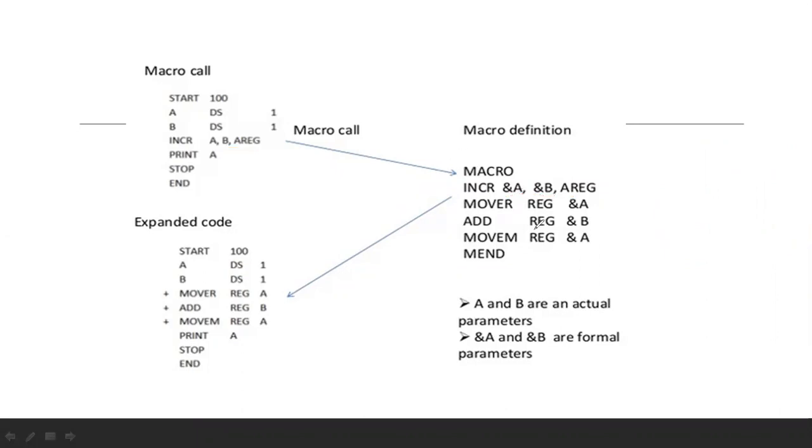After that, by default, move register means A register, ampersand A means A, that is reflected here. Move register A, register A, then add register ampersand B. This ampersand B is nothing but B. Then move the result to the A, that is ampersand A, nothing but A. So this is how the macro expansion takes place.